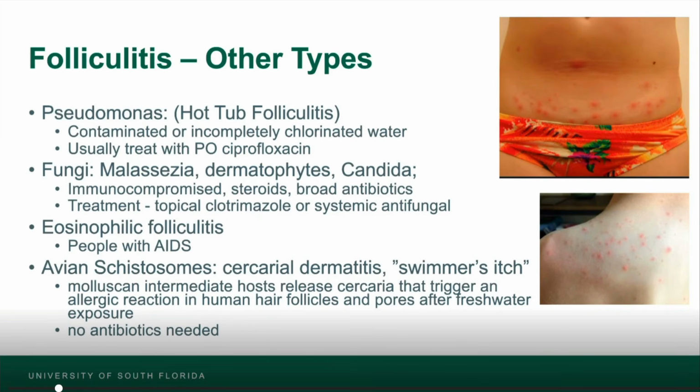You can also get other types of folliculitis. We talked about the most common one being staph. That's the typical folliculitis you see. You can also get fungal in people who are at risk for fungal infection, so compromised: you've gotten steroids, you've gotten a lot of broad spectrum antibiotics. Eosinophilic folliculitis, I just added in here because it's another folliculitis we see in people with AIDS. It's usually on the trunk, upper chest.